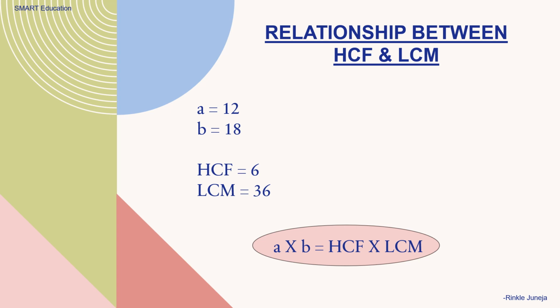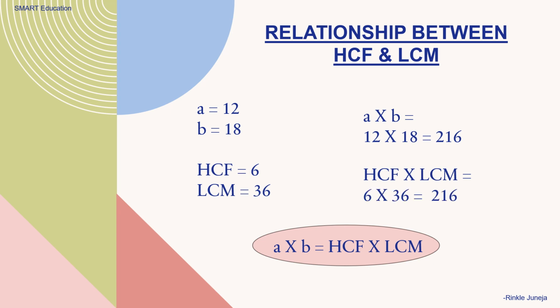So this relationship says that A into B, that means the product of the numbers, which is 12 into 18, is equal to the product of their HCF and LCM, which will again be 216, as we can see over here. So we can say that the product of the numbers is equal to the product of their HCF and LCM. I hope this is clear.